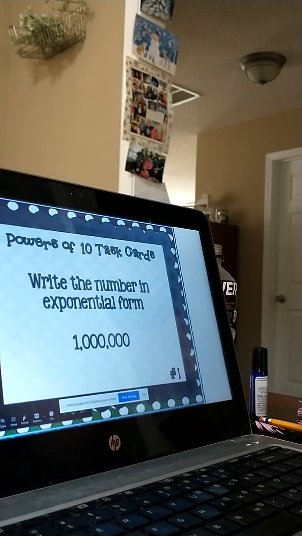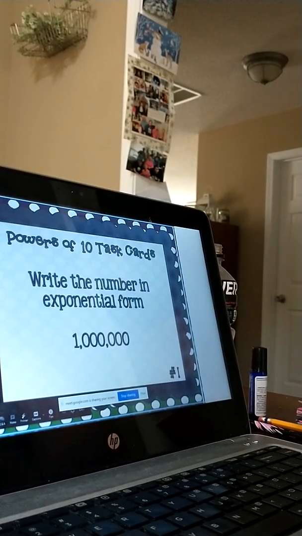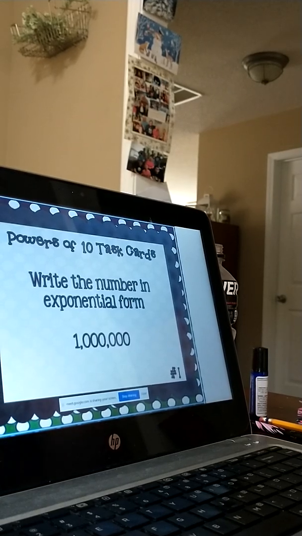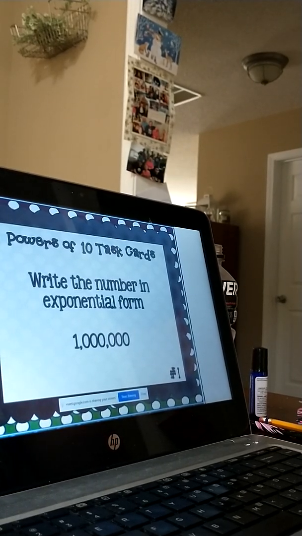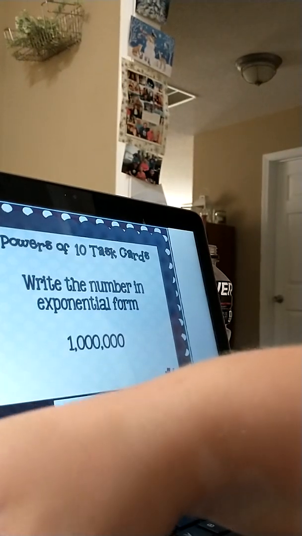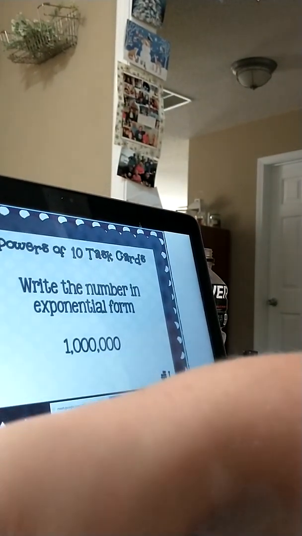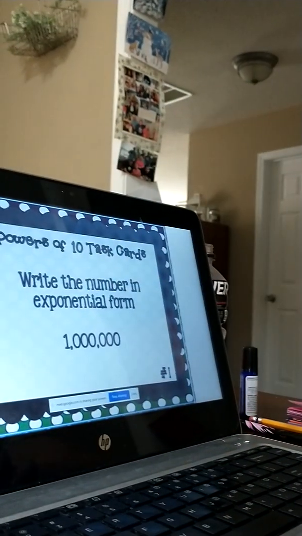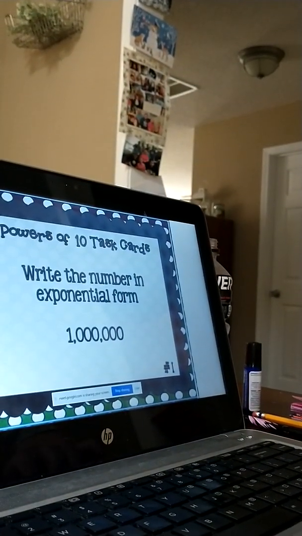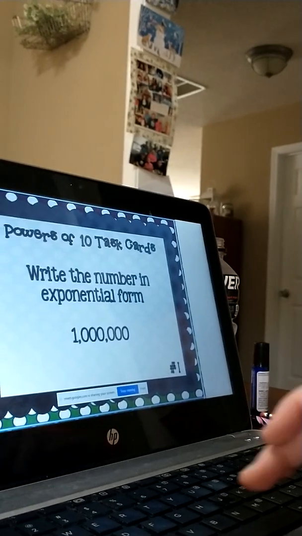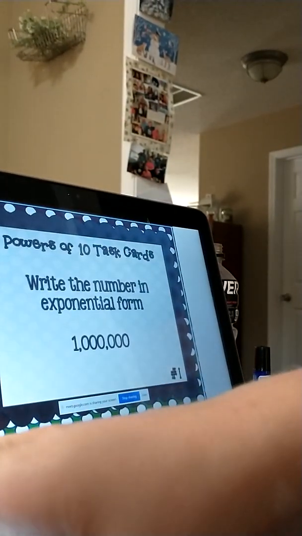Okay, if y'all will look at the number 1 card, you can answer in the chat for me using that arrow. It says, write the number in exponential form, 1 million. So what I want you to do is do 10, that little arrow that you've been using, and then count the number of zeros in 1 million. And then that's going to be your answer. Good, Brady. Good, Molly. Yep, 10 to the 6th.